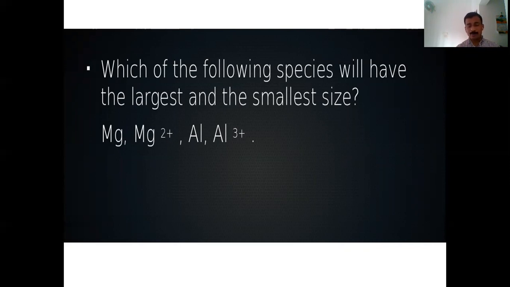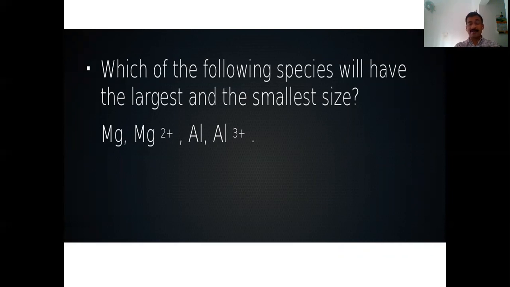So comparatively, neutral atoms are bigger. When we compare magnesium and aluminum, which is bigger in size? Magnesium, being to the left of aluminum, so magnesium is bigger in size. So the largest one is magnesium and the smallest one is Al3+.